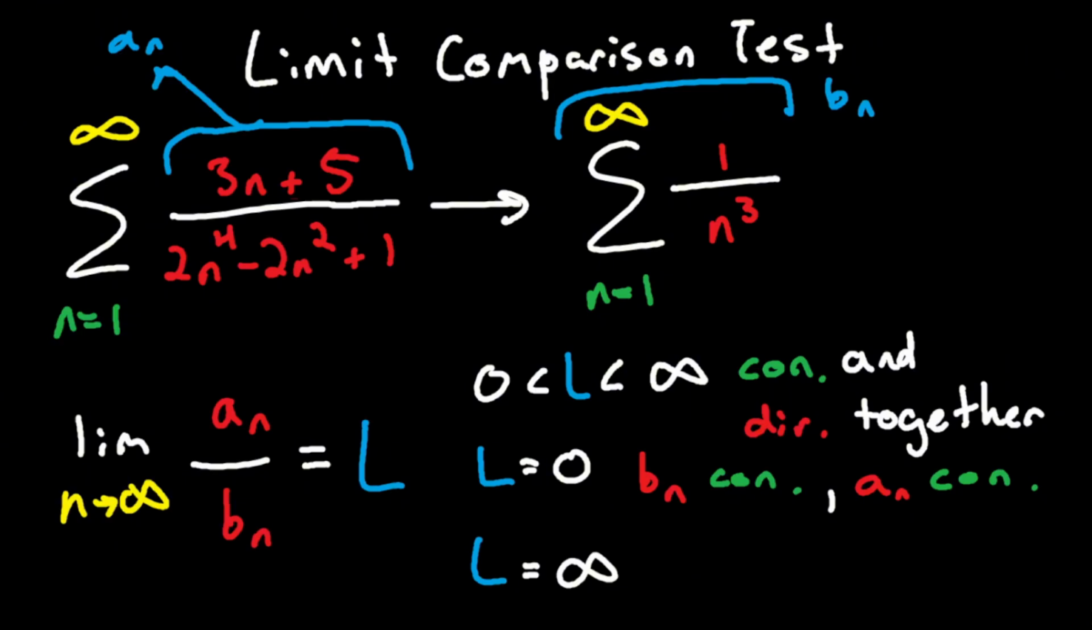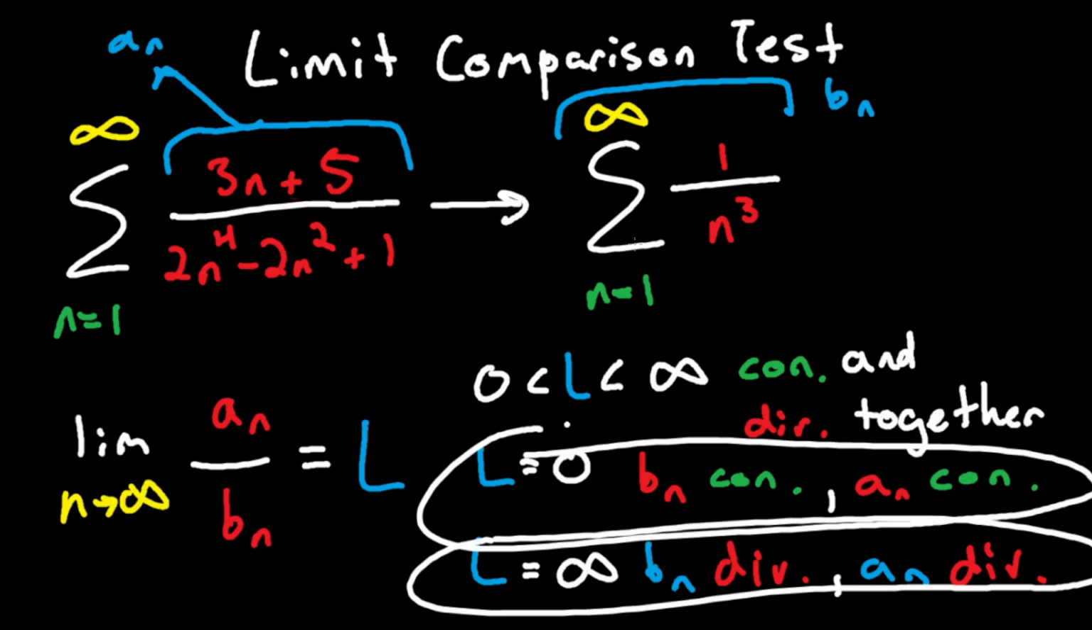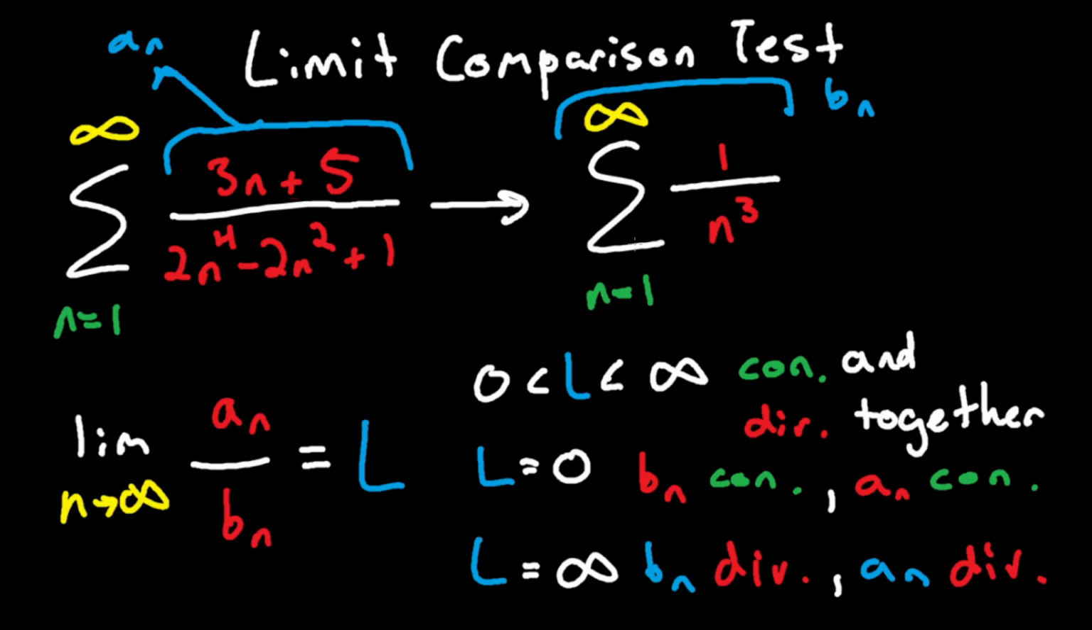And if L is equal to infinity, then the only thing you can really determine is if b of n diverges, then a of n must also diverge. All right, so keep these conditions in mind. These are more specific than the upper one, but for most questions you're just going to get the top condition, really.